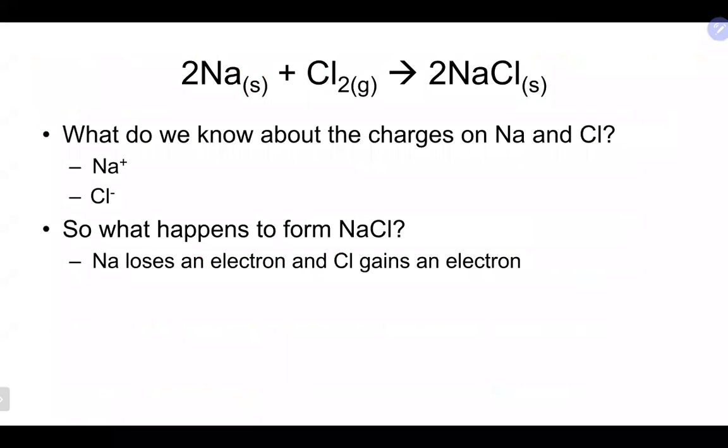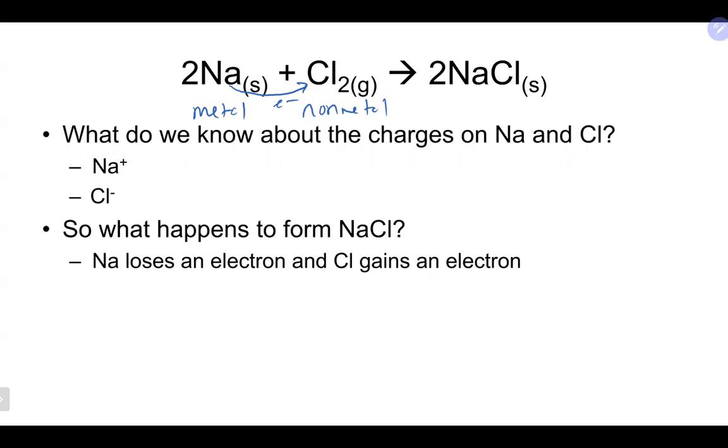And there we go. That is sodium, which is a metal, and that is chlorine, which is a non-metal. And what's going to happen here is the sodium is going to transfer its electron over to it.